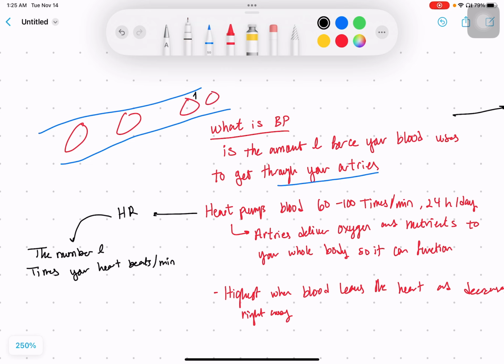Now, sometimes they denote arteries as being red. However, it's not about oxygenated or deoxygenated blood. It's about whether it's going away from or to the heart. So we know that arteries go away from the heart, such as the aorta, which is the largest artery that we have, goes away from the heart to the rest of the body.